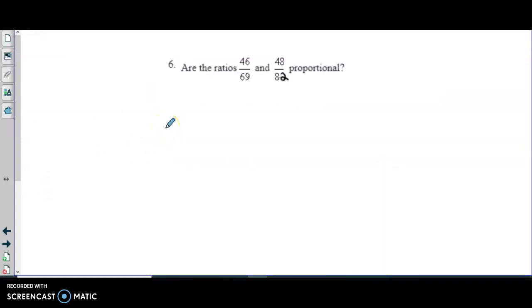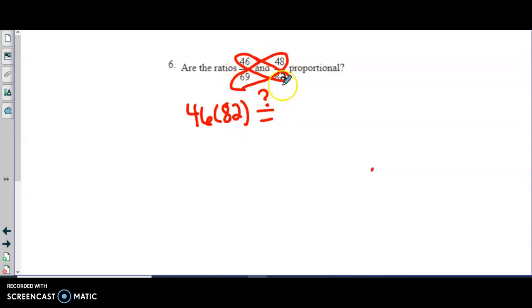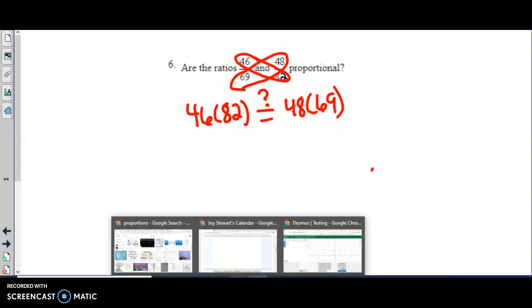Are the ratios proportional? The way we check to see if they're proportional is we cross multiply and we see if they are equal. So let's try it. Let's do 46 times 82. Oops, I just put 8. That's not what I wanted. And let's see if that equals 48 times 69. So we're testing it. If it's equal, then it is proportional. And if it's not, then it's not.